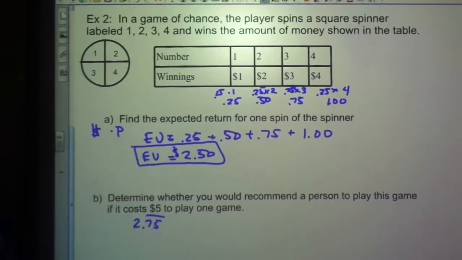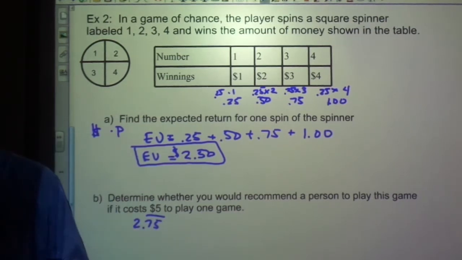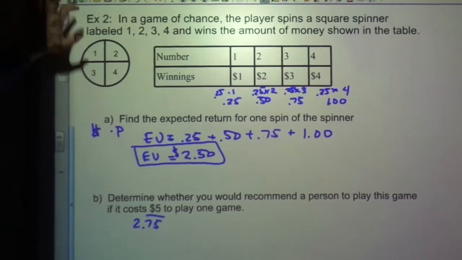So I should only play this game if it costs me $2.50 or less to play. Then I should expect to keep winning if I play. Now if it costs me more, maybe one time I'll win $4, but not every time. Does that make sense? Yes. So that's what you do for long-term expected winnings.